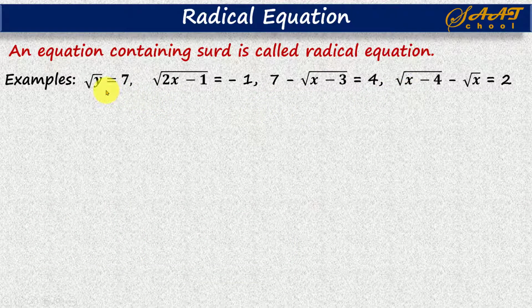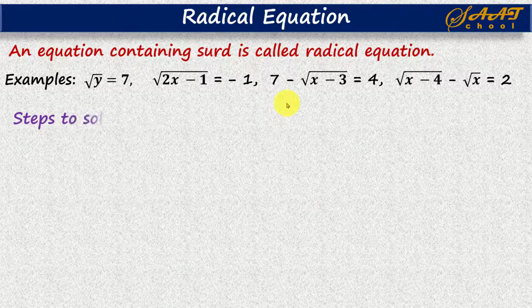In every equation there is a radical. So this is a radical in this equation. This is a radical in this equation. Here this is a radical, and we have two radicals in this equation. So any equation which has a radical, one radical or more than one radical, that equation is called a radical equation. Now how to solve these kinds of equation?